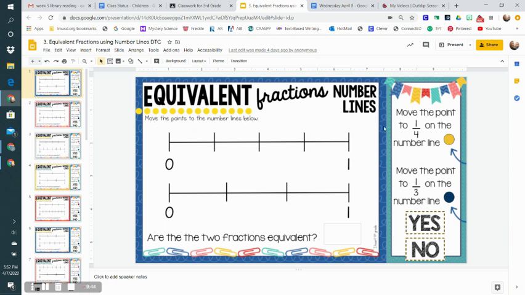So right here is our first direction. It says move the point to 1/4 on the number line. So I'm going to grab that dot, and 1/4 would be right here. Okay, our number line starts at 0, it goes to 1, and this one is divided into 4 equal pieces. So right here, that first tally mark would be the 1/4 part of that number line.